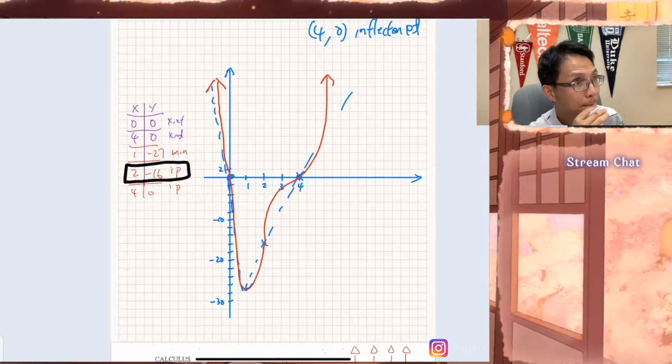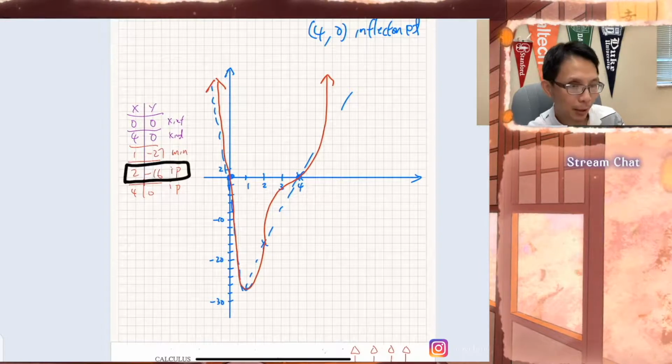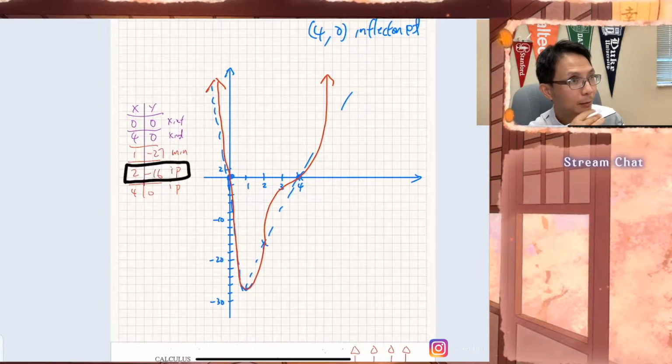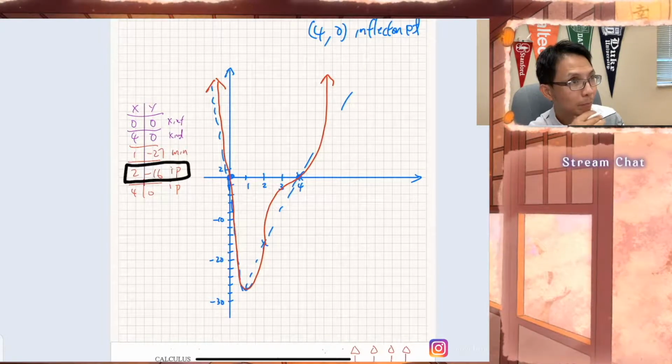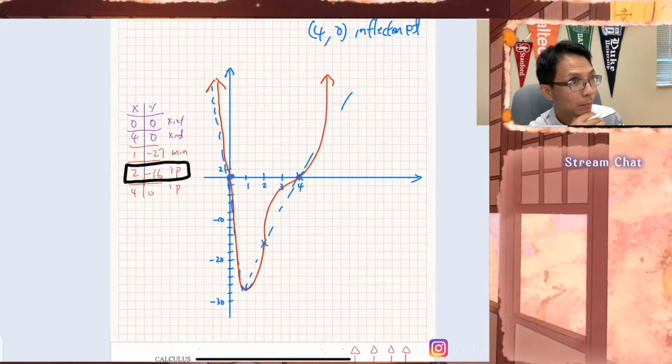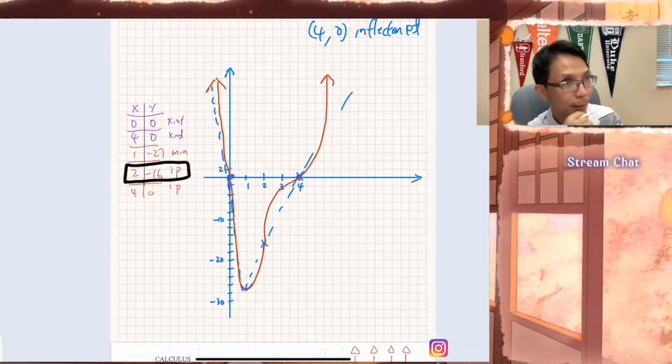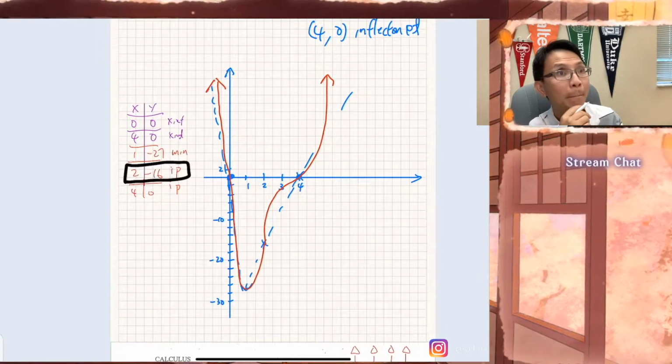When you're finding the inflection point, you solve, and then you find the y value by plugging into the original function. Yeah, inflection points at 2 and 4.